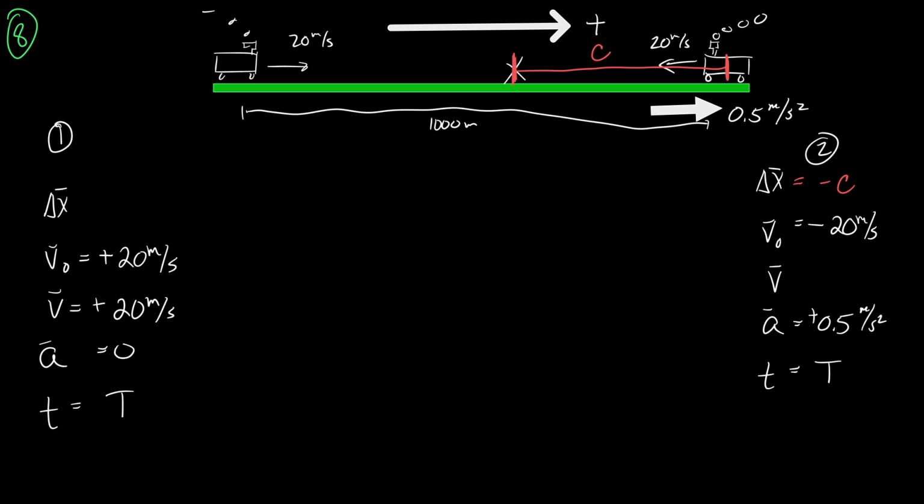How far does train 1 go in terms of C? Yep. 1,000 plus C. No. I think 1,000 minus C. Yeah. No, wait. Oh. This negative sign is indicative of the direction of the train over here, right? But the value of C will end up being positive. Does that make sense?